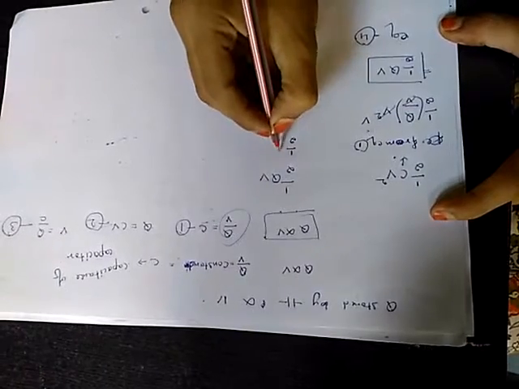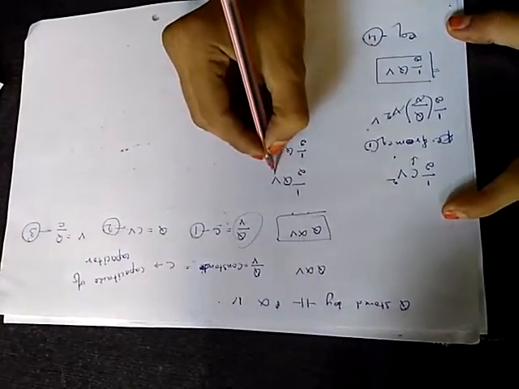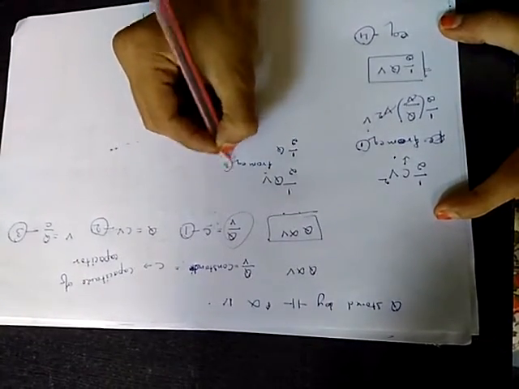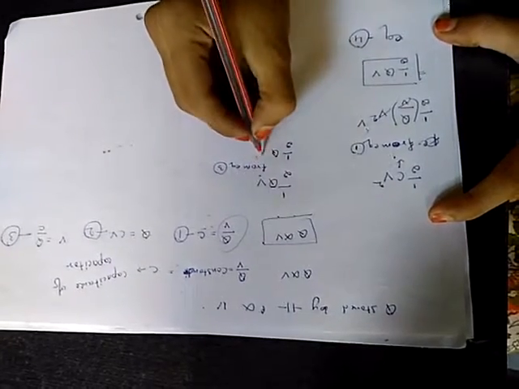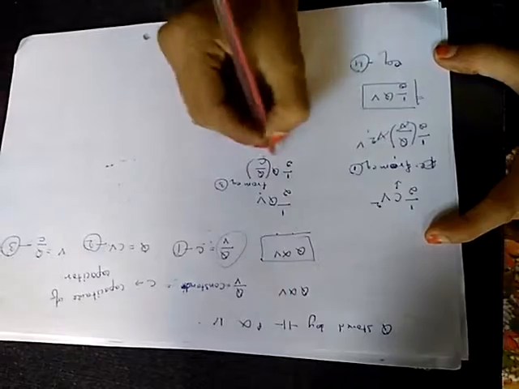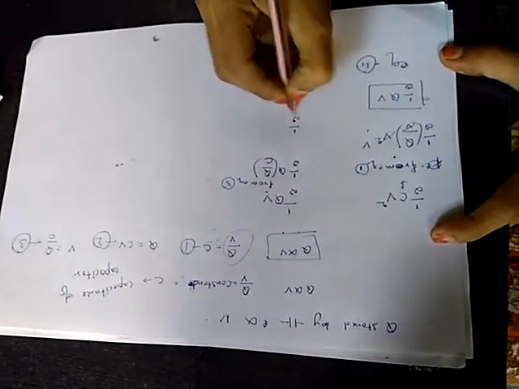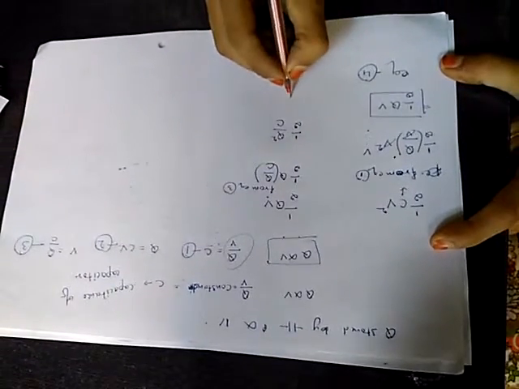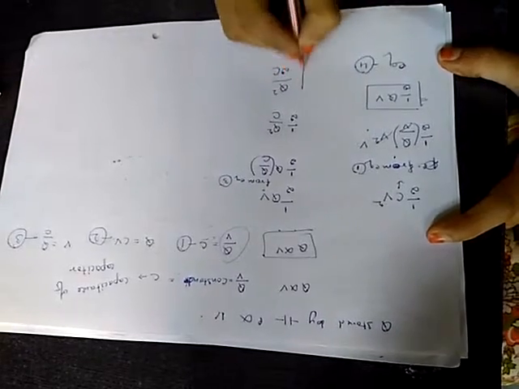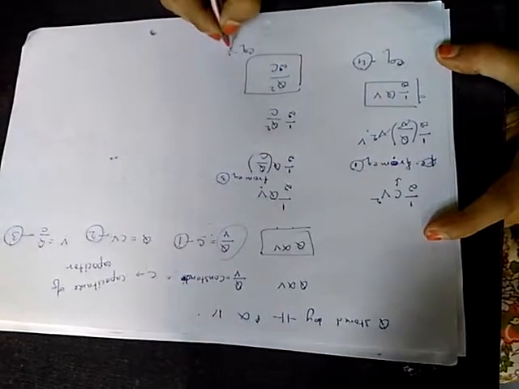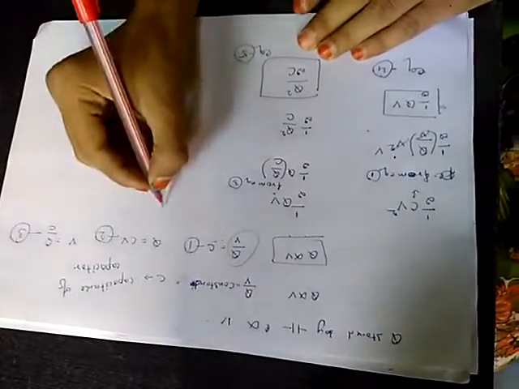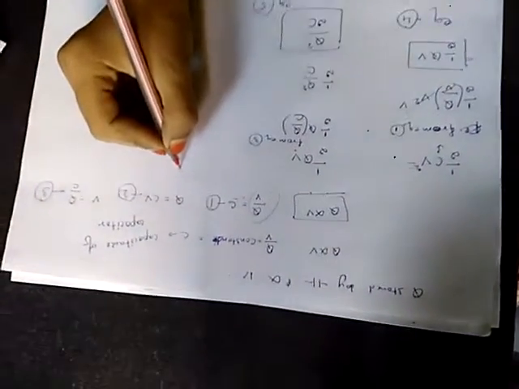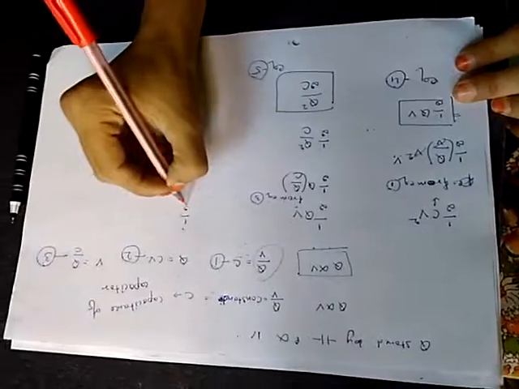And the second is 1 by 2 QV. We can also get this from equation third: Q is Q and V is Q upon C. So 1 by 2 Q square by C. It's called Q square by 2C. It's our equation fifth. And the third is 1 by 2 CV square.